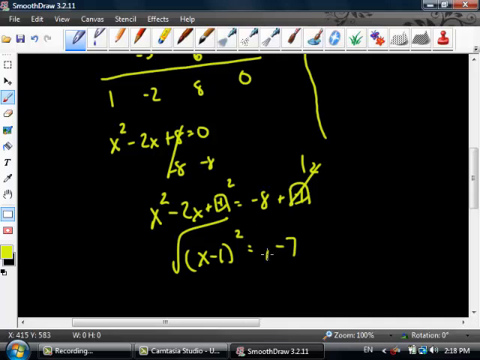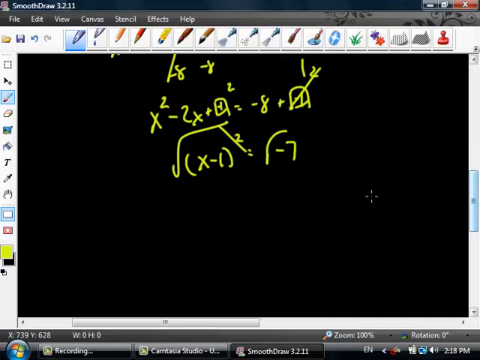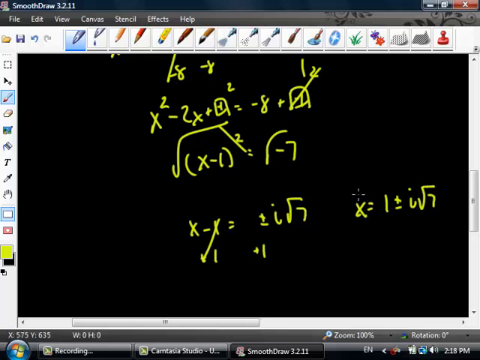I'm going to take the square roots of both sides, so I get x minus 1 equals plus or minus i radical 7, and I add 1 to both sides, so I get x equals 1 plus or minus i radical 7.